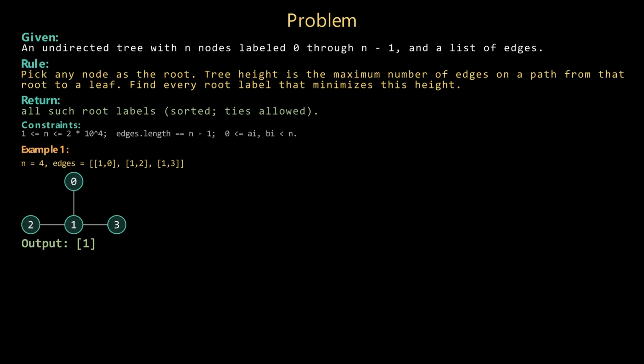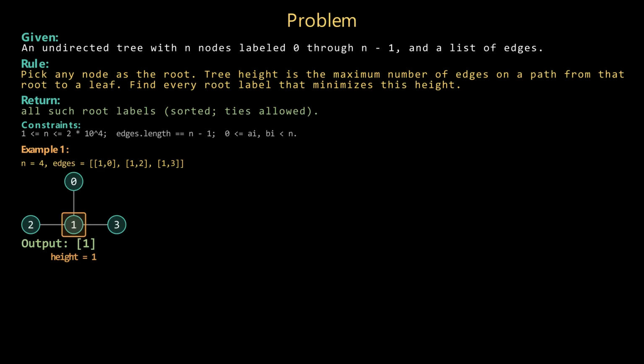You are given an undirected tree with n nodes labeled 0 through n-1, connected by n-1 edges. Choose any node as the root. The tree height is the maximum number of edges on a path from that root down to a leaf. Find every root label that gives the smallest possible height.